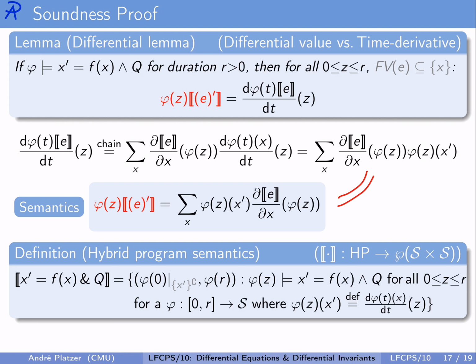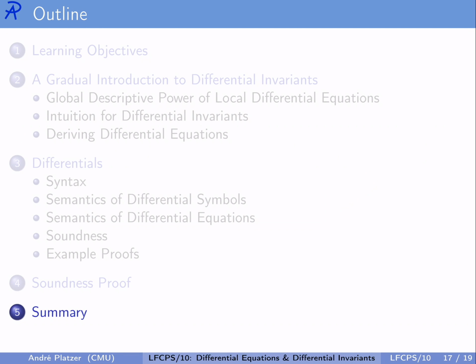Where do we use the assumption that the duration is positive? Well, because otherwise there is no time derivative, so it isn't even well defined. And of course the chain rule doesn't hold if there is no time derivative, because it's talking about time derivatives.